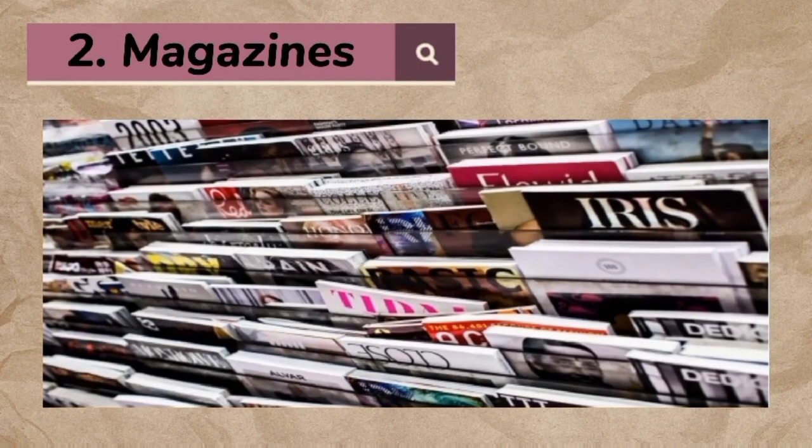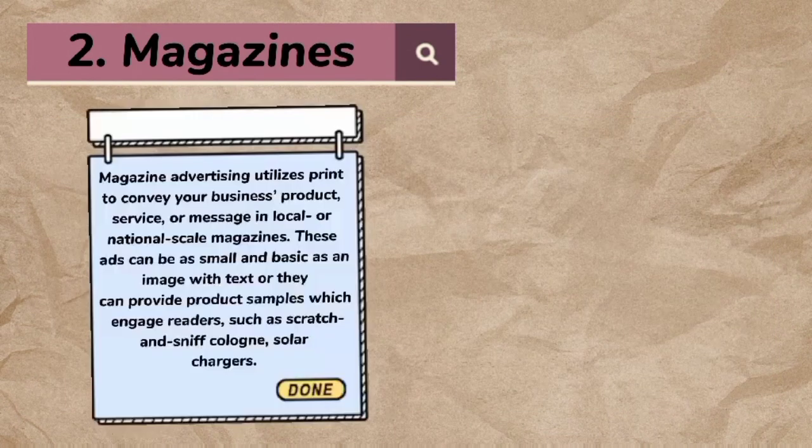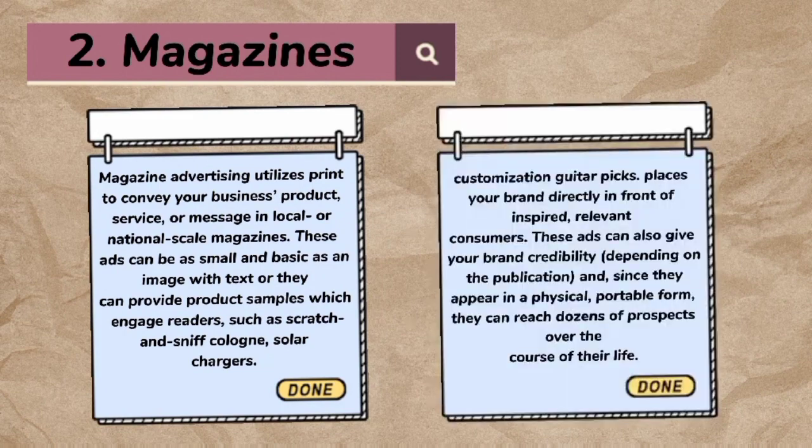2. Magazines. Magazine advertising utilizes print to convey your business product, service, or message in local or national scale magazines. These ads can be as small and basic as an image with text, or they can provide product samples which engage readers, such as scratch and sniff cologne, solar chargers, or customized guitar picks. This places your brand directly in front of inspired, relevant consumers. These ads can also give your brand credibility depending on the publication, and since they appear in a physical, portable form, they can reach dozens of prospects over the course of their life.